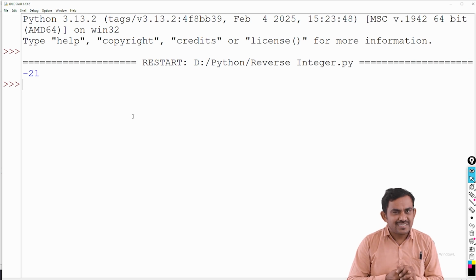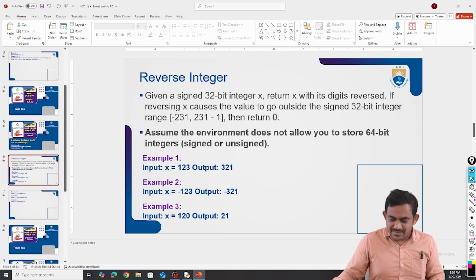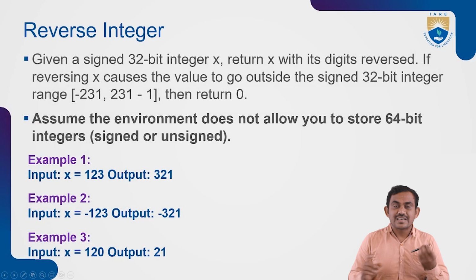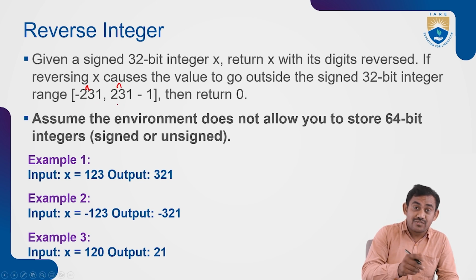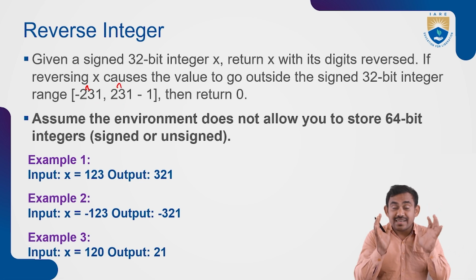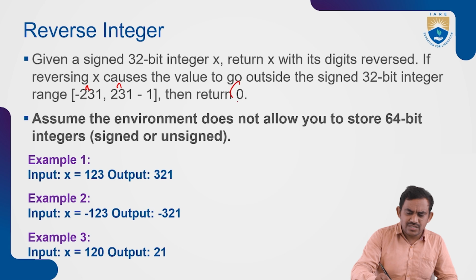Any other condition we missed? Yes, we have missed one more condition. Which condition? In the given problem statement, a range is given. What is the range? It is minus 2 power 31 to 2 power 31 minus 1. Up to that range only you can give a particular value. Otherwise, return 0.